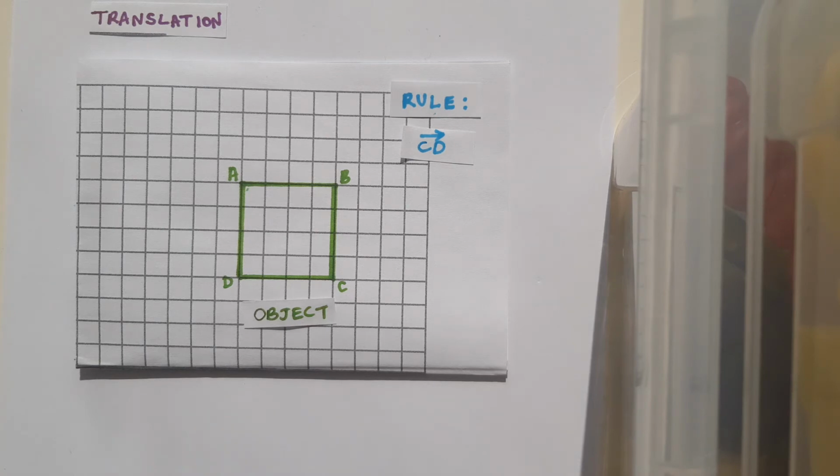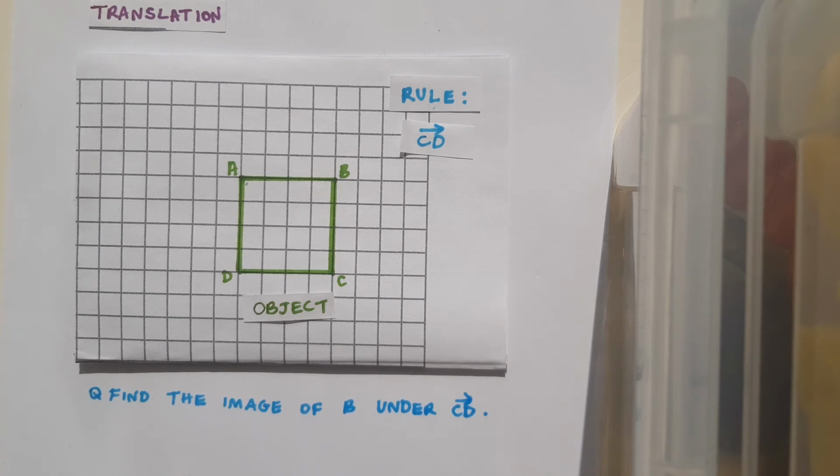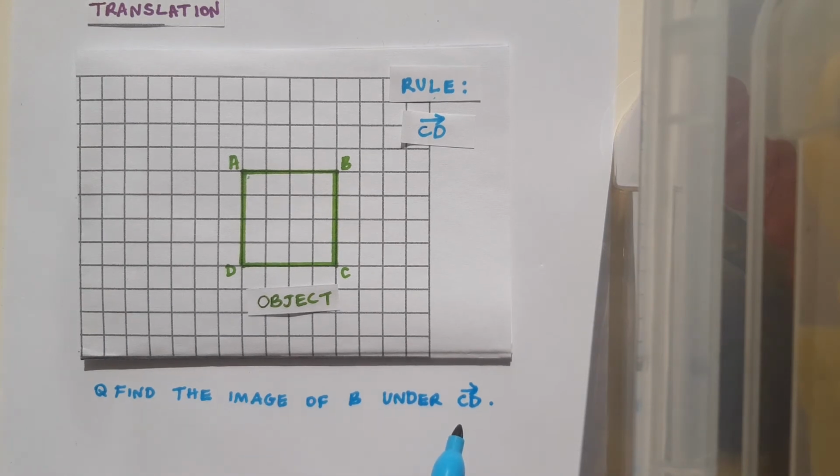So here I have my object, A, B, C, D. And here we have an example question, which says to find the image of B under CD. Now, first of all, how to read this question. So they're asking me, where is B going to end up if I use the translation rule CD?